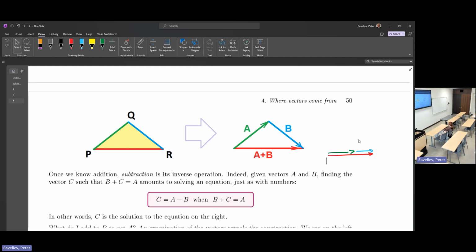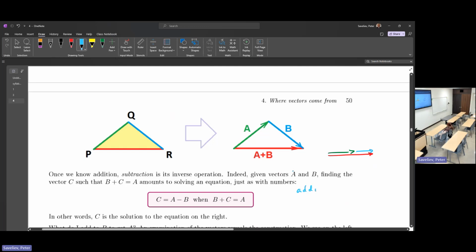So what is the meaning of a minus b? Well, it is a vector or a number, it makes no difference, such that b plus c is equal to a. Remember, what's the proper word for it? So what is it? Adding b here and subtracting b. What's the relation between these two operations?